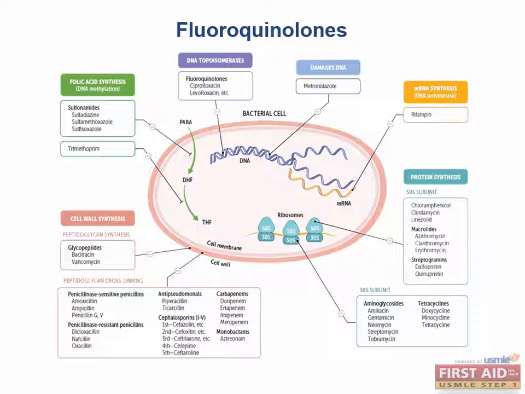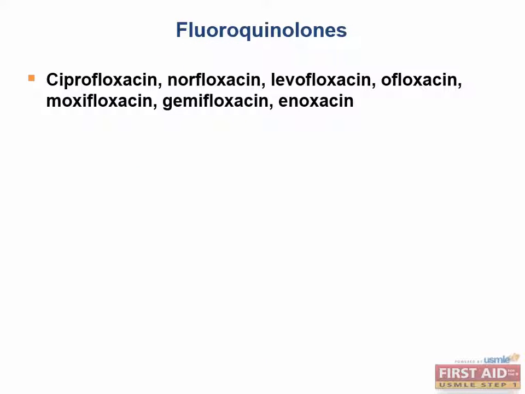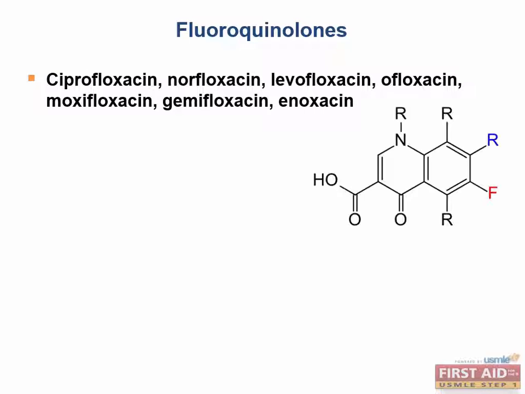Now we have finished discussing the folic acid synthesis inhibitors. Let's move on to talk about the drugs that interfere with bacterial DNA replication, or the fluoroquinolones. All the fluoroquinolones end in fluoxacin or oxacin, and they're all listed here. Here we can see the basic structure of the quinolones. Notice the fluorine molecule present right here, and that gives it its name, the fluoroquinolone.